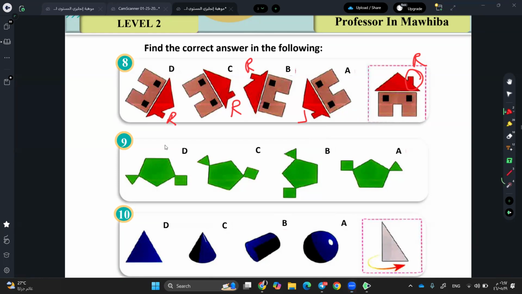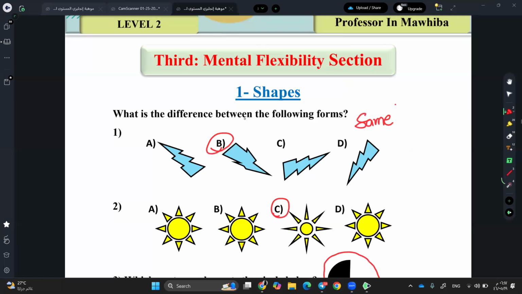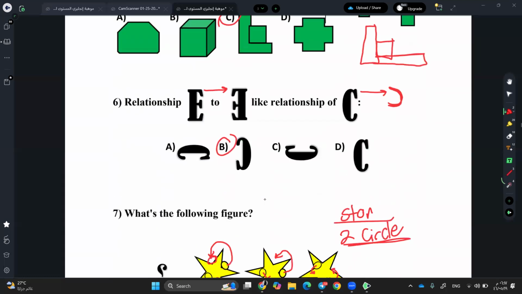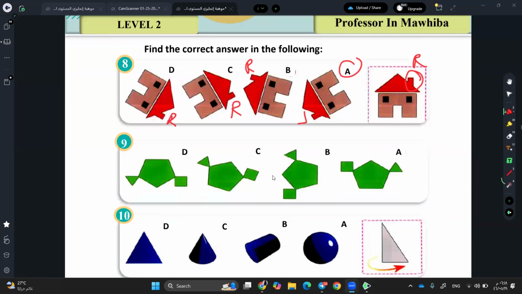So in the first two questions, it asks you about the different shape, right? You have A with one on the right, and B, C, D all have it on the other side. So yes, excellent. It's going to be A because it's the only one that is different. Okay, excellent. All of you understand this question?